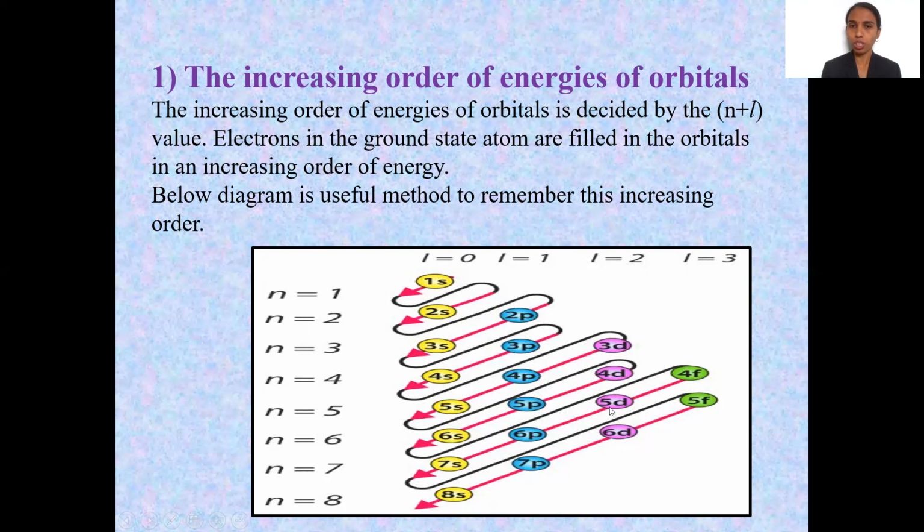4f, 5d, 6p. So you can practice this diagram, how we can write it down or how we can fill the electrons in the respective orbitals. You can remember this diagram.